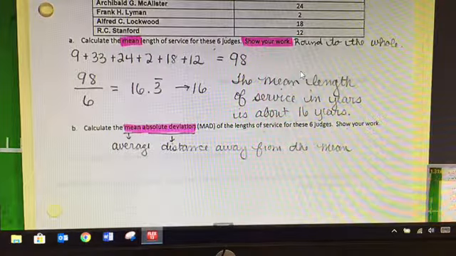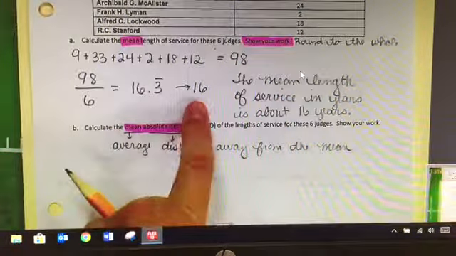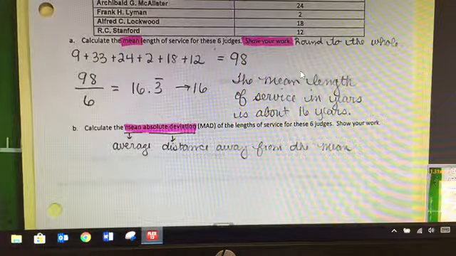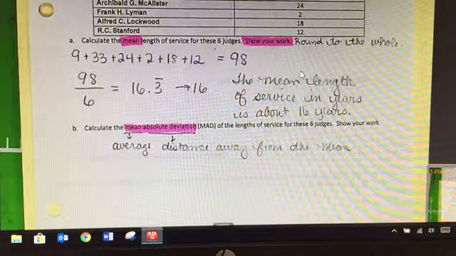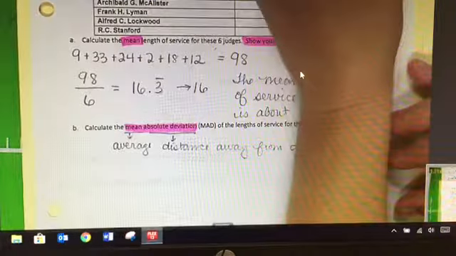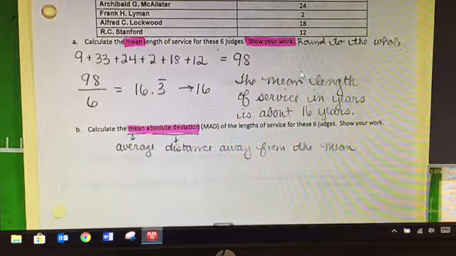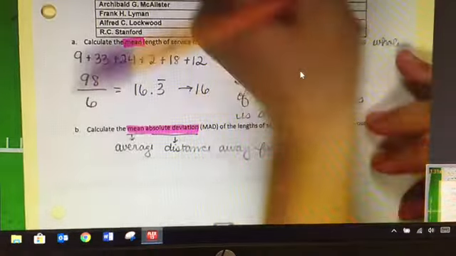Okay, so our mean is 16. So 9 is how far away from 16? Everybody? 7. 33 is how far away from 16? 17.